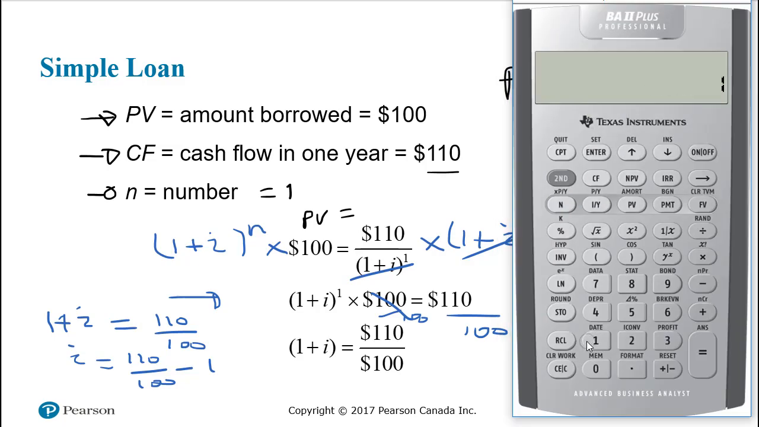So i equals 110 divided by 100. And then we minus the 1. And we get i equals 0.1, which equals 10%. And we solve the yield to maturity, or the interest rate, on that $100 loan that you had to pay back 110 after 1 year.